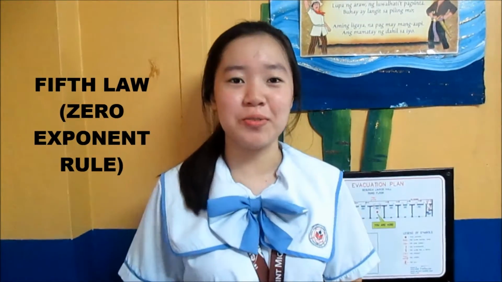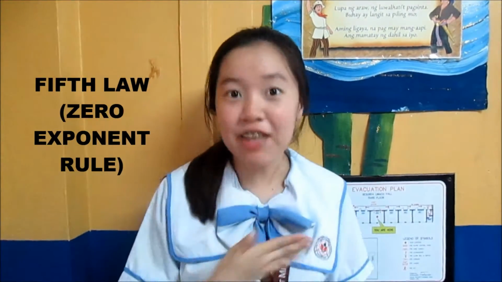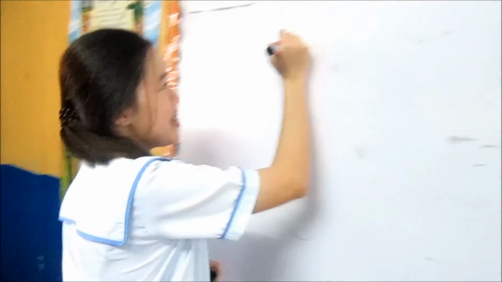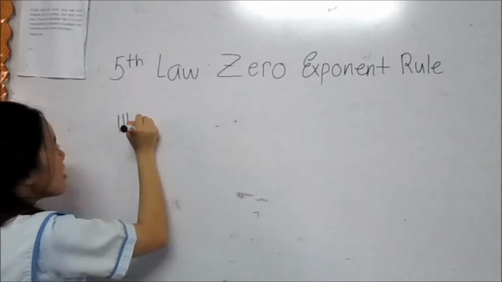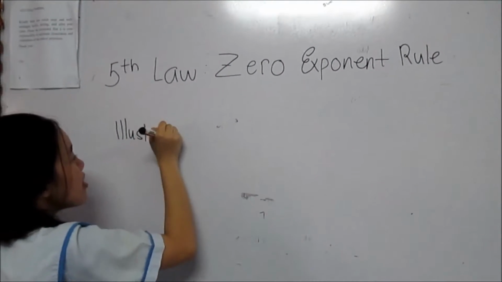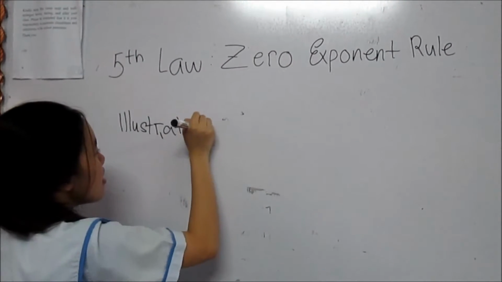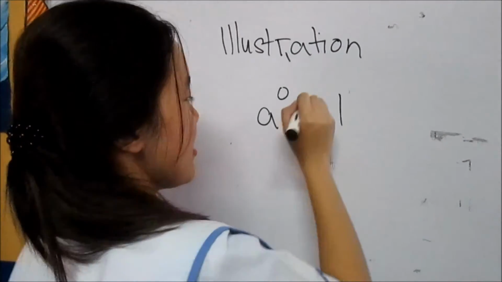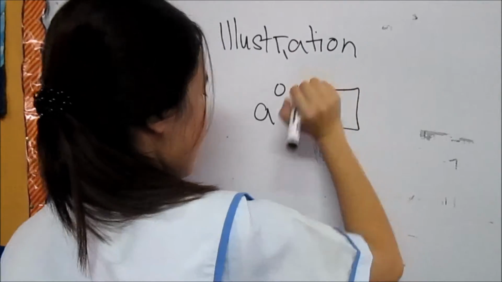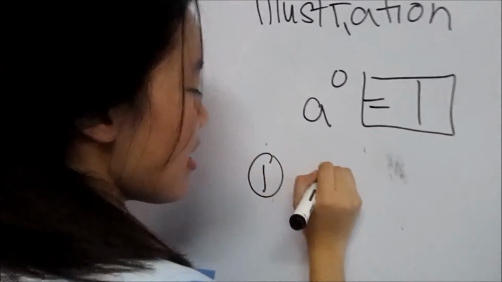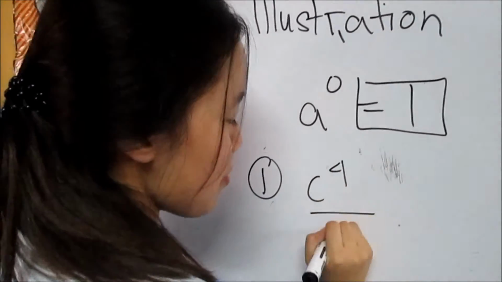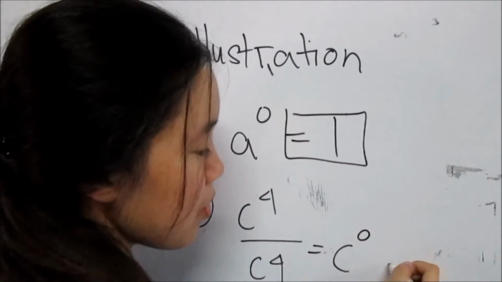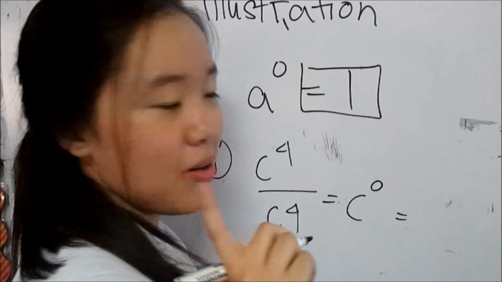The zero exponent rule. You just have to remember that any variable raised to 0, the answer is 1. Illustration: a raised to 0 is equal to 1. For example, c raised to the fourth power over c raised to the fourth power is equal to c raised to 0. The answer is still 1.